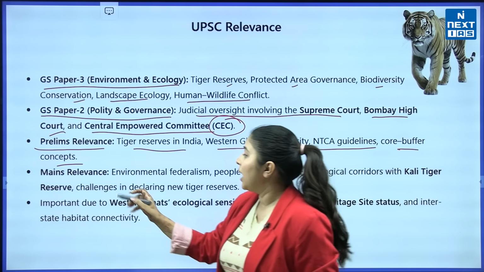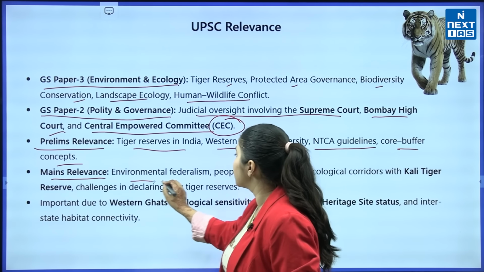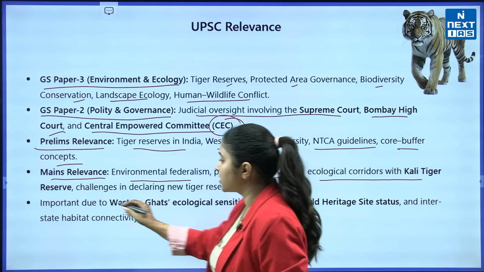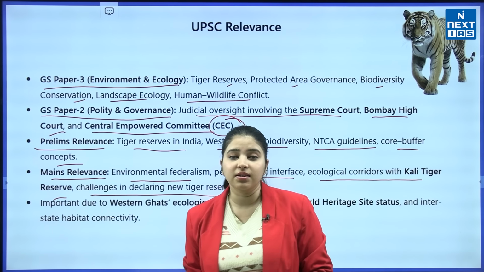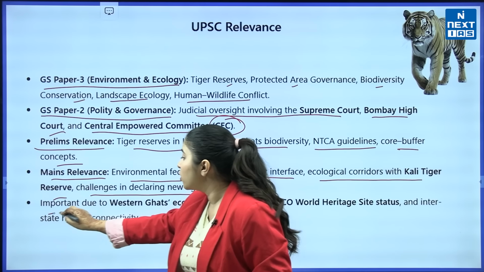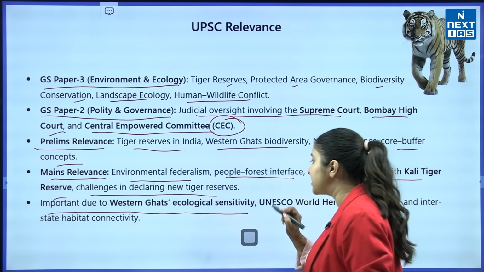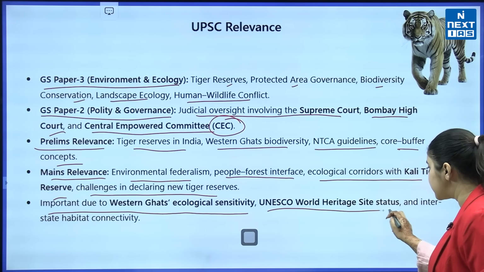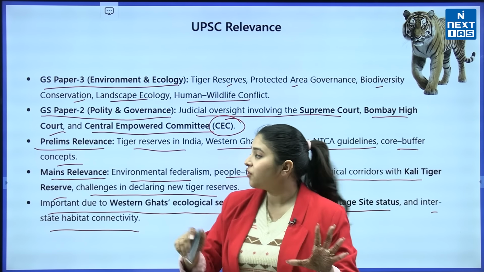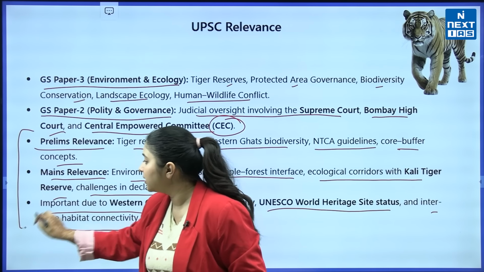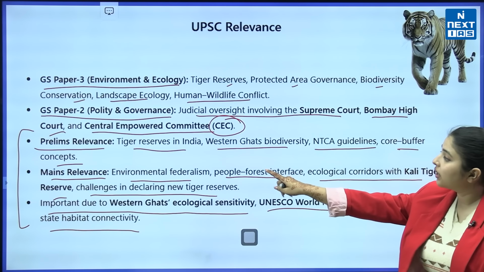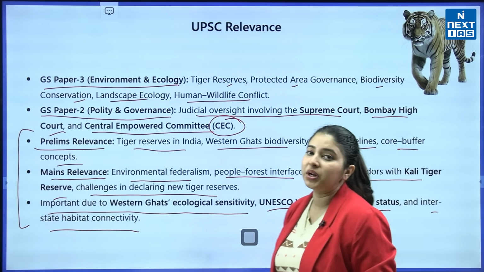And for mains, let us understand environmental federalism, people-forest interface, ecological corridors with Kali Tiger Reserve, challenges in declaring a new Tiger Reserve. So again, very important key points from a mains perspective also. Now this is also important due to Western Ghats ecological sensitivity, UNESCO World Heritage Site status and interstate habitat connectivity. Again, I have given you the most important keywords here in these 3 lines. You can take a screenshot if you want and go through these important keywords for your prelims and mains examinations.